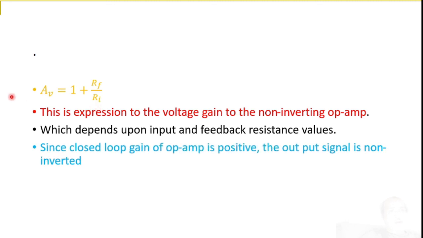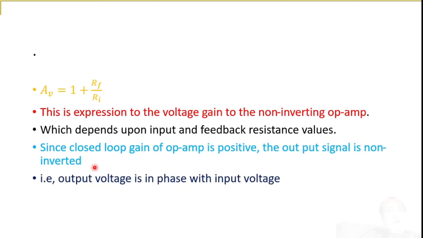Since this closed loop gain of the op-amp is positive, there is no negative sign here. It shows that the output signal is non-inverted, meaning there is no phase difference between input and output signals. Output voltage is in phase with the input voltage, that is the meaning of the plus.